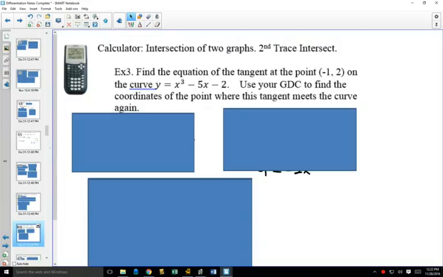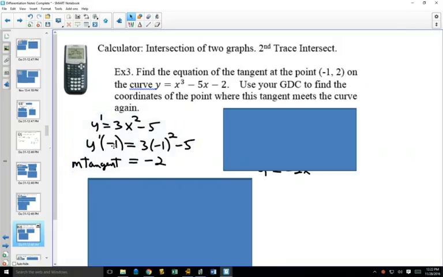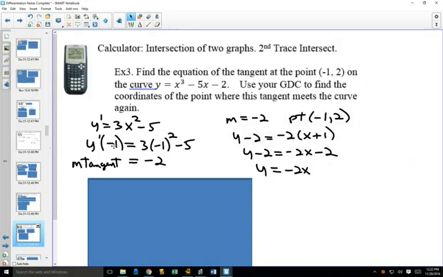So we're finding the equation of a tangent at a point on this curve, and then it says we're going to use our graphing calculator to find the coordinates where that line intersects the curve again. So to start off with, we can find our derivative, no problem. We can plug in -1 like we've done before and find out that the slope of our tangent is -2. And now that we have a slope and a point, we can plug it into our point slope form and rearrange it, and we find out that the equation of the tangent line is y = -2x.